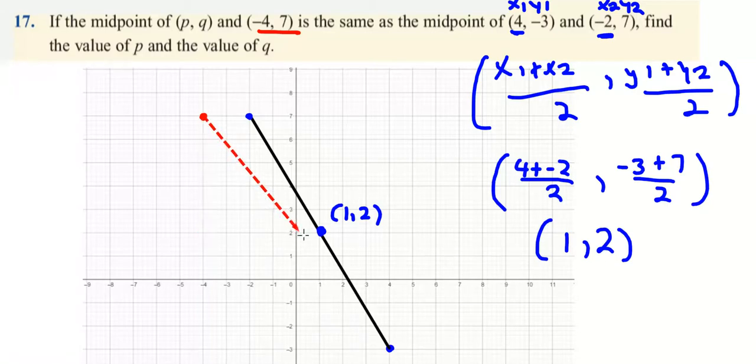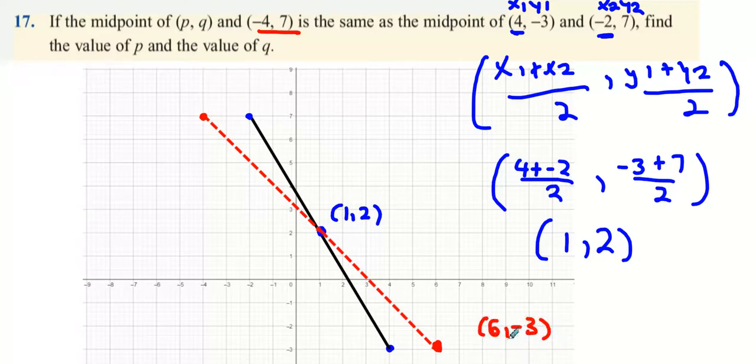Down 5, across 5 leads me to here, doesn't it? And what do I have to do now? Go down another. So I'll just do it to here to start off. Then go down another 5 and go across another 5. And where do I end up? This point here, the point 6, minus 3. Do you notice they both have the same midpoint? They have the same midpoint, don't they?